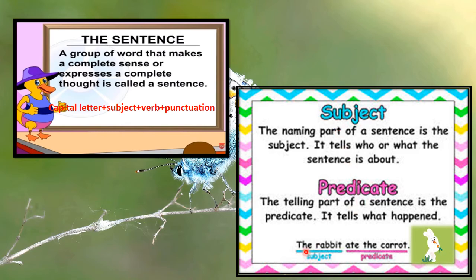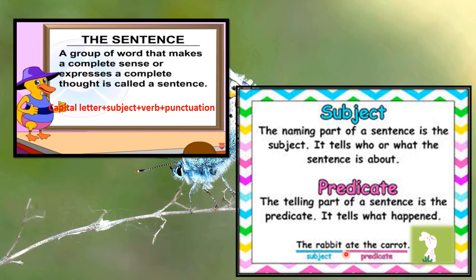Now here is an example. The rabbit ate the carrot. Who ate? When we ask who, we get a name, the rabbit. So the rabbit is the subject. A subject can be a noun or pronoun.